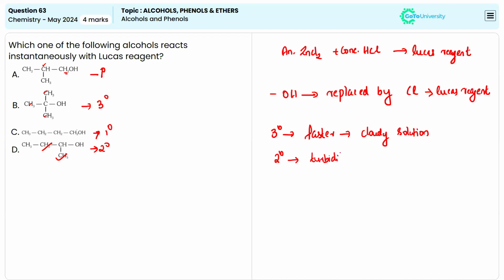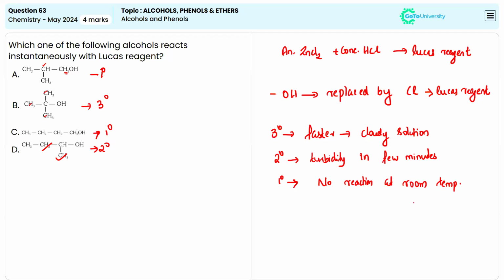Turbidity in a few minutes. Okay, this is the thing. Now if you take the primary, there is no reaction at room temperature. Okay, so this is the reaction.